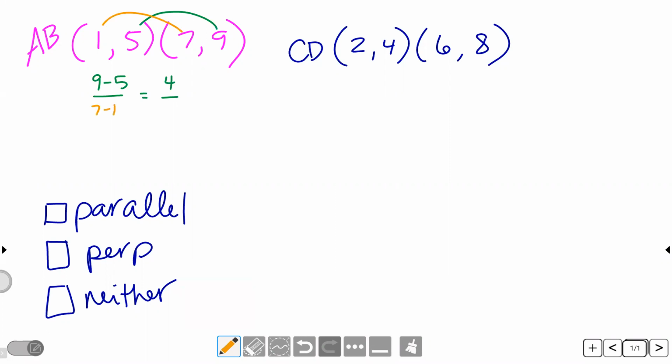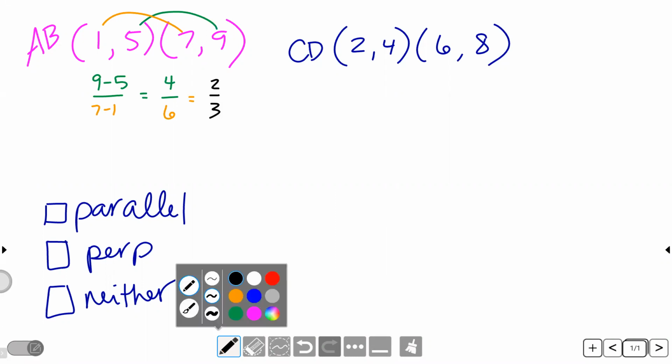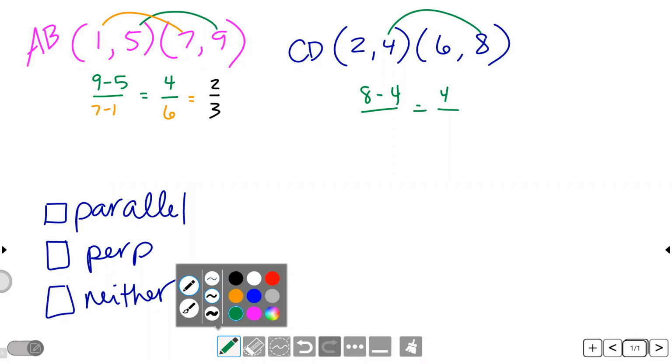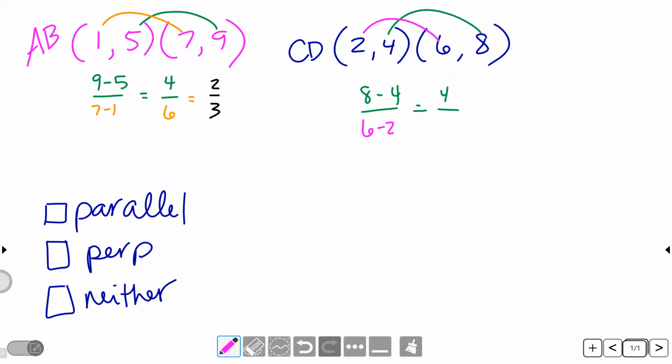7 minus 1 is 6. That reduces to 2/3. And then you just do the other slope. 8 minus 4 is 4. 6 minus 2 is 4.